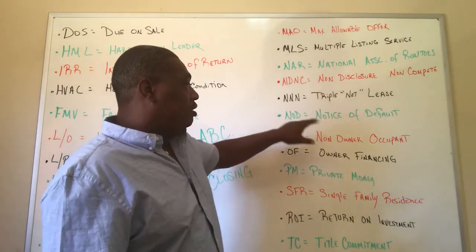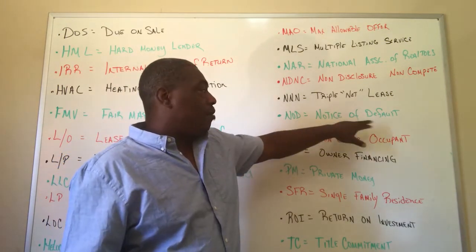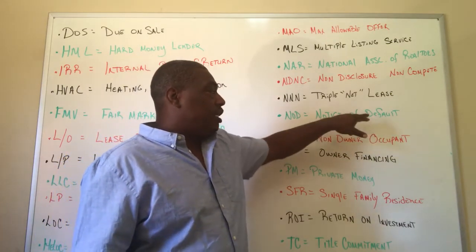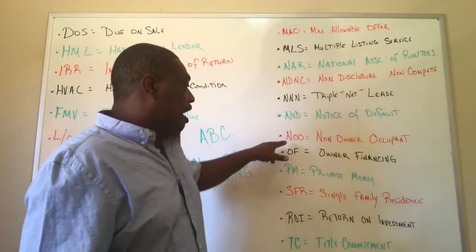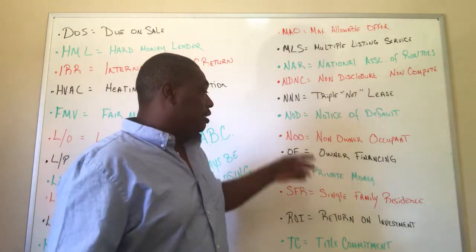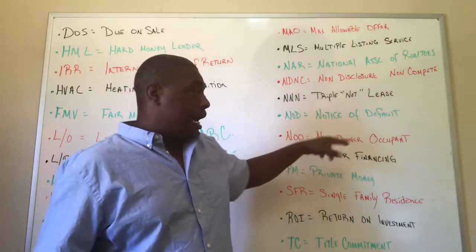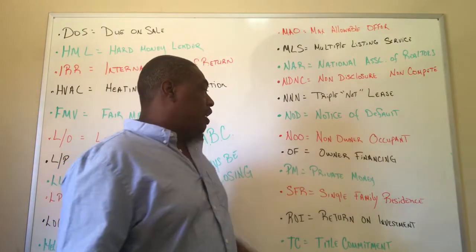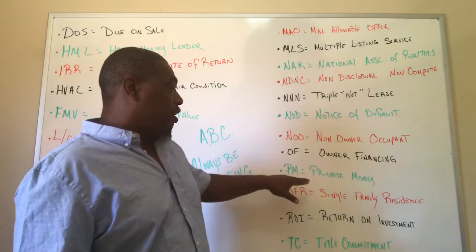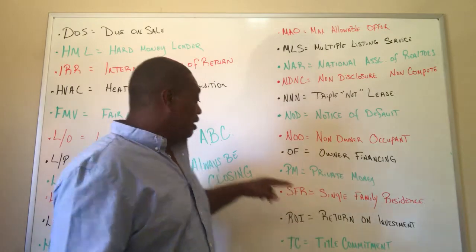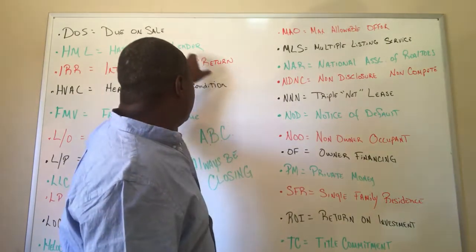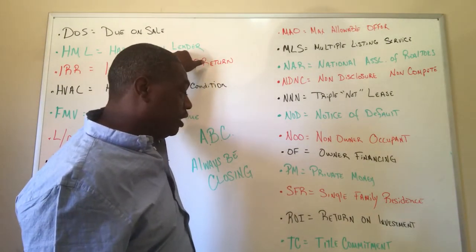Okay? And then you have NOD, which is notice of default. So these are pre-foreclosures or foreclosures. So these are notices of default, defaulted on their loan. You have NOO, which is similar to AO, which is absentee owner. These are non-owner occupants, non-owner occupied properties. Then you have OF, which is owner financing. PM, which is private money, which is a little different than hard money. This is capital that someone else raised that you're borrowing on.